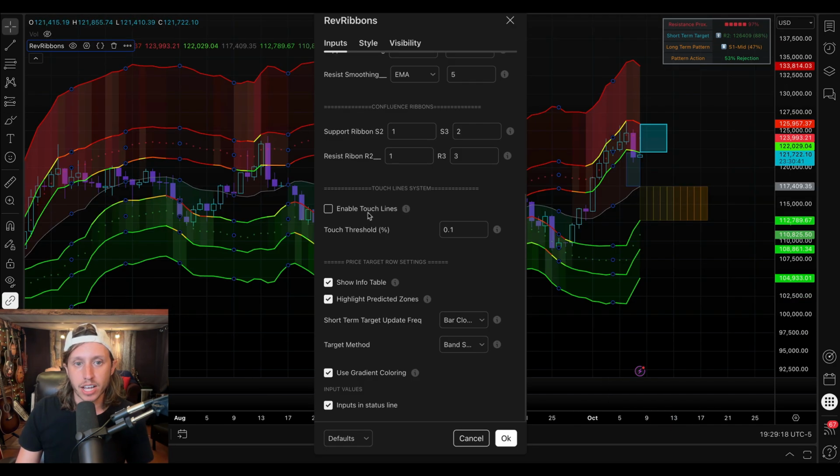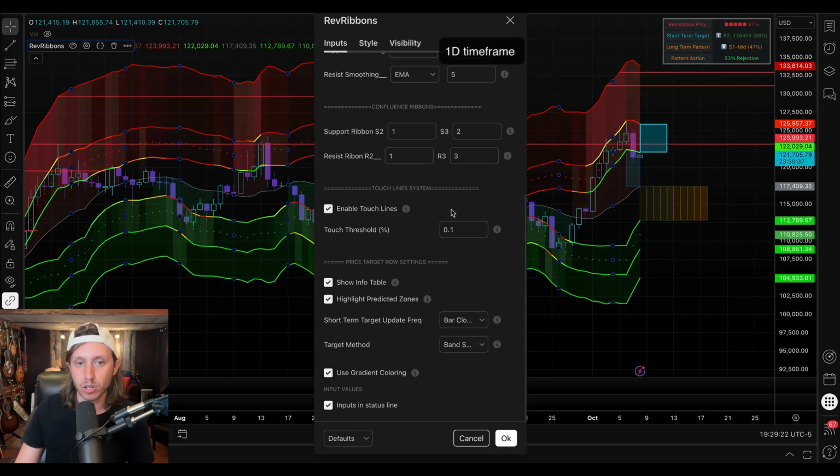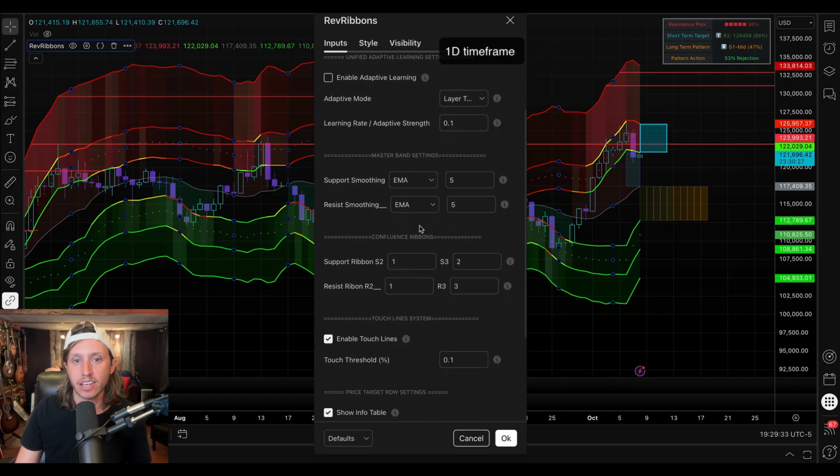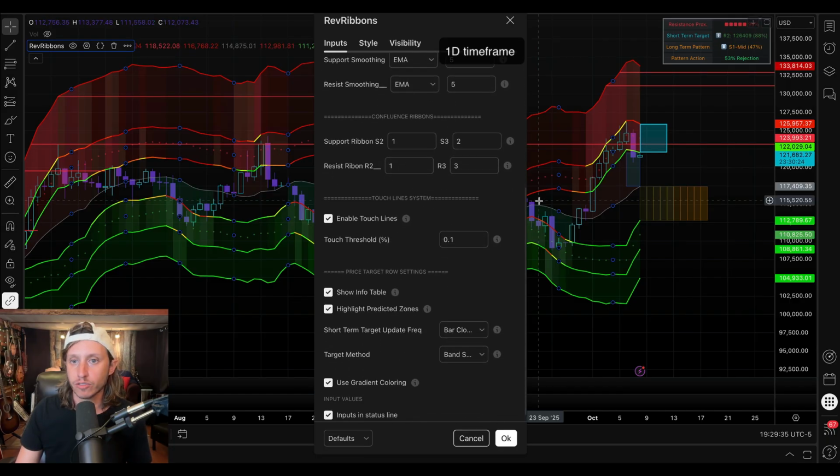All right, let's enable the touch lines and go through the use cases for these. Now, I do find that these are most useful on the daily time frame. That is absolutely what I built them for. On different assets than Bitcoin and different time frames, these are a bit more hit and miss. But again, you can adjust the settings to try to set these up in a useful way.